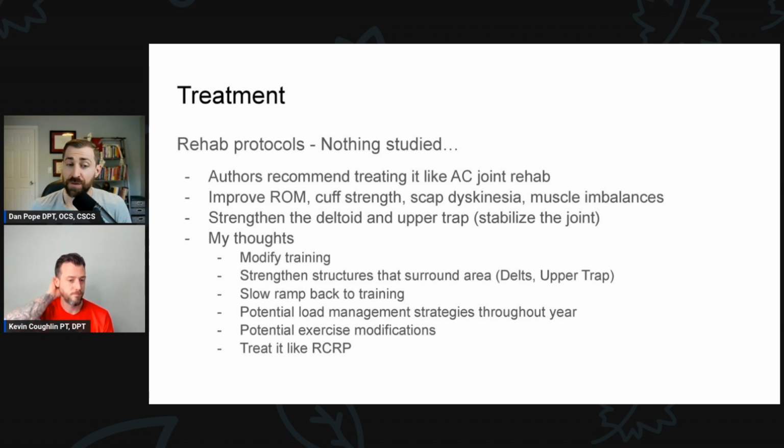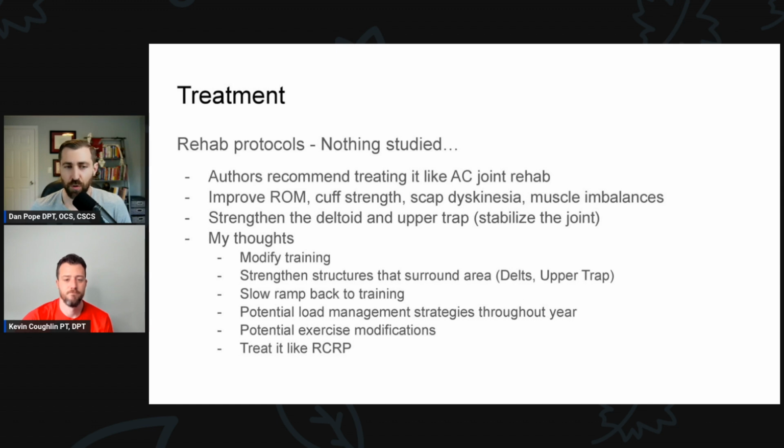They recommend strengthening the deltoid and the upper trapezius. That makes a lot of sense. Those are muscles that stabilize the AC joint, right? I think those are oftentimes undervalued areas in our medical research. When people have shoulder pain, it's like, all right, get the cuff going. Upper trap is too active, keep that relaxed. I was like, well, I don't think so. We probably want to make sure the upper trap is nice and strong. It does stabilize that joint.